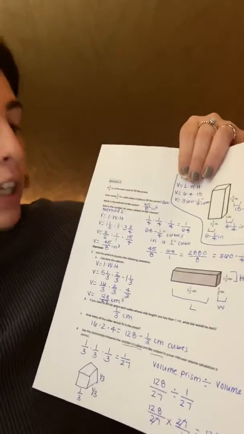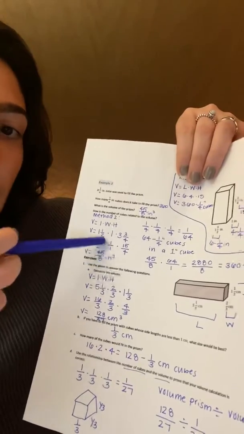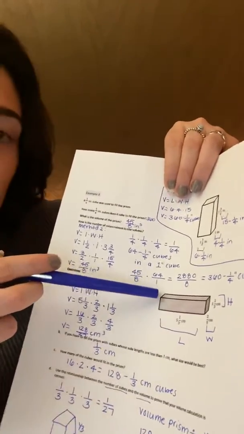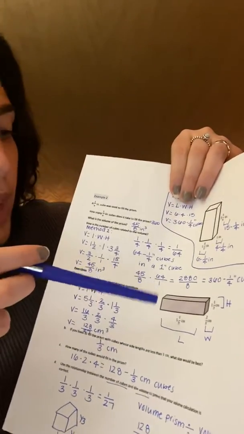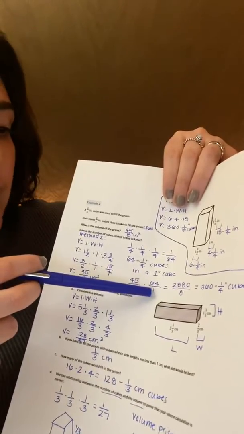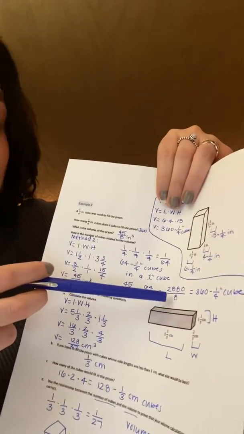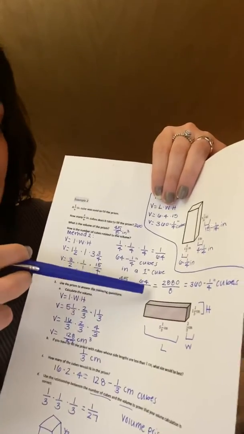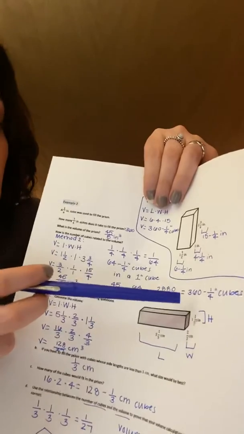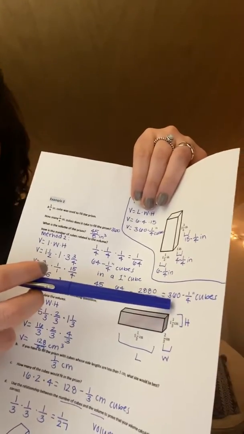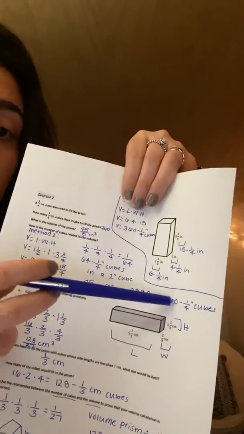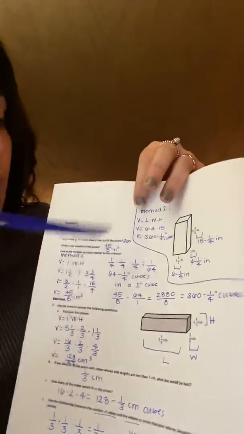And then what I did is I took this volume that I found right here, so 45/8, and I just multiplied it by 64 and put it over 1. And then you're just going to multiply across. So you do 45 times 64, which is 2,880, and then 8 times 1 is 8. And if you were to divide these two numbers, you would get 360 1/4 inch cubes. So your answer here is the same answer as you got here.